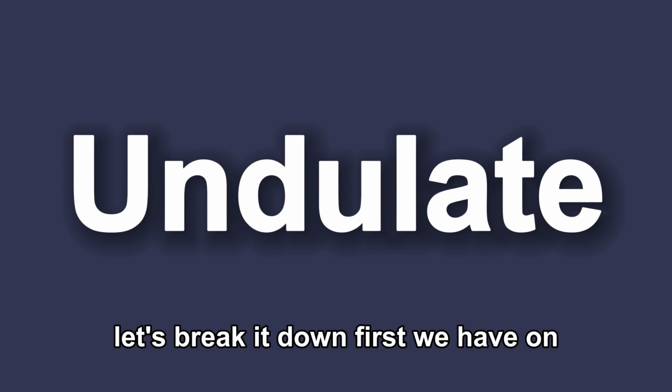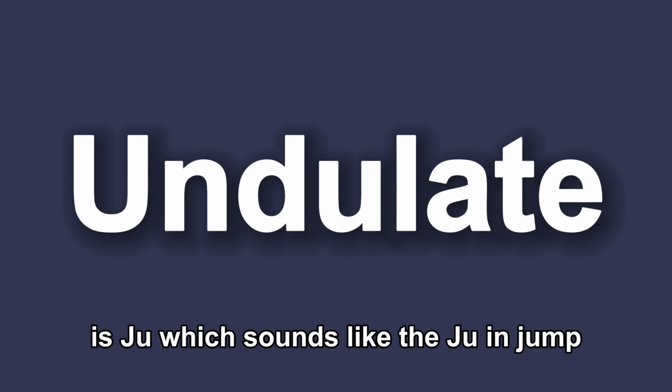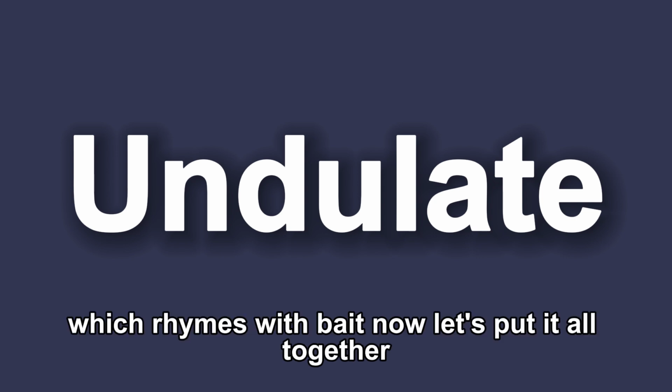Let's break it down. First, we have un, which sounds like the un in under. Next is ju, which sounds like the ju in jump. Finally, late, which rhymes with bait. Now, let's put it all together.